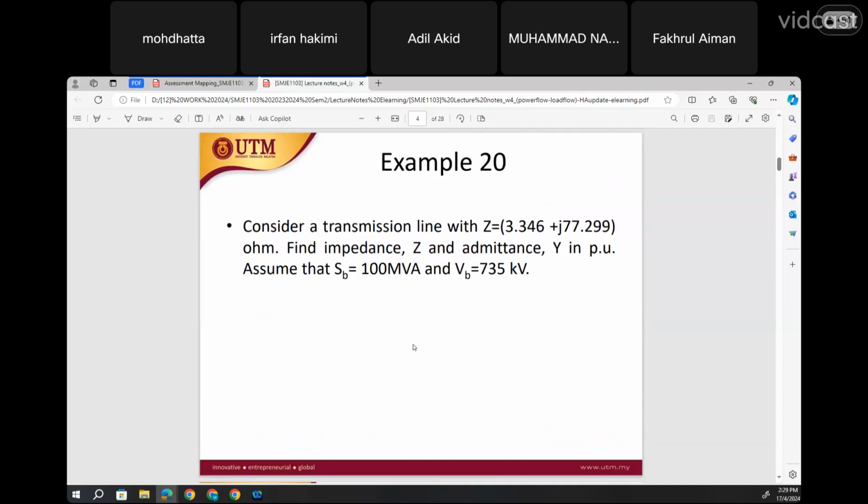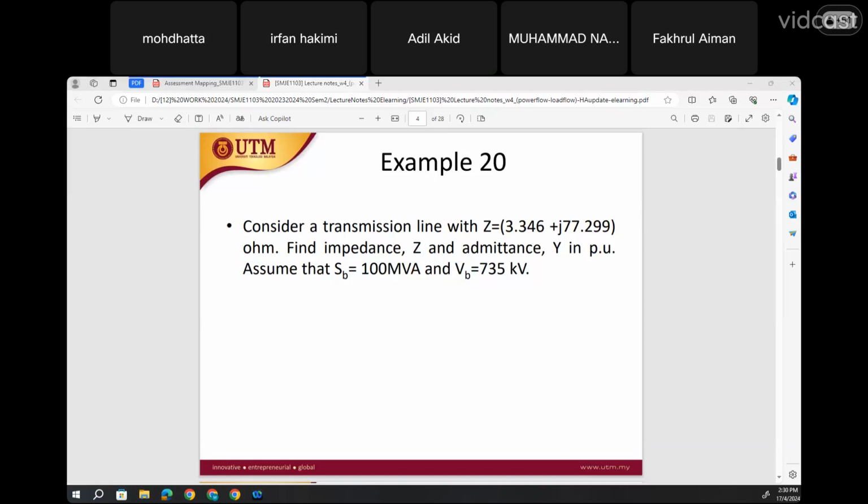All right, example. Consider we have a transmission line with Z equal to this value. We need to find the impedance and admittance in per unit. We assume that our base quantities are: the magnitude of the complex power base value is 100 MVA, and the base voltage is 735 kilovolts.